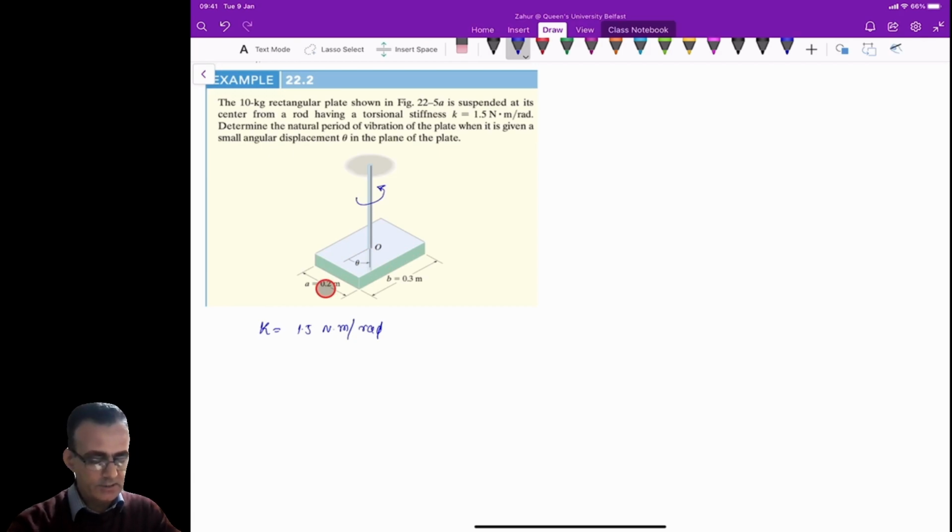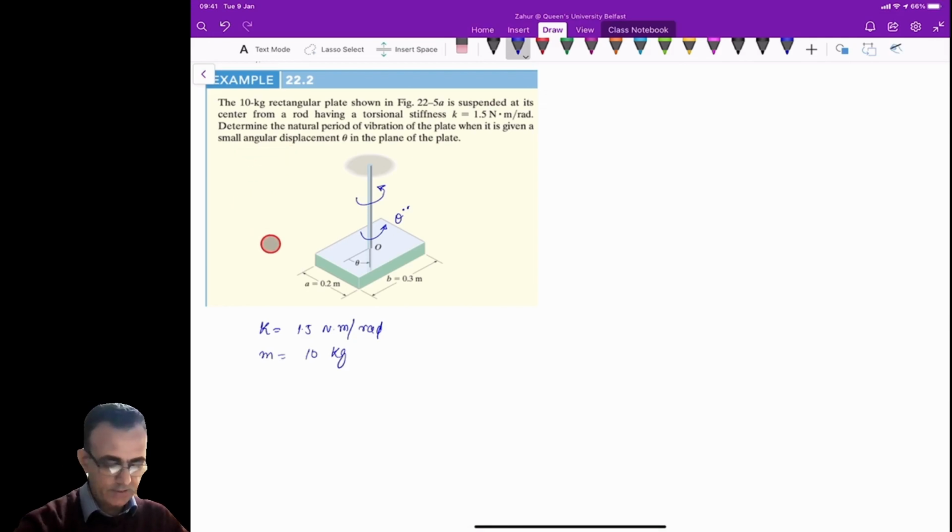So this means that theta double dot, which is the angular acceleration, will also be positive in this direction here. Okay, so now what else you are given is the mass, which is 10 kilogram, and the stiffness is given, and you need to determine the natural period of vibration. So you need to calculate the tau here.